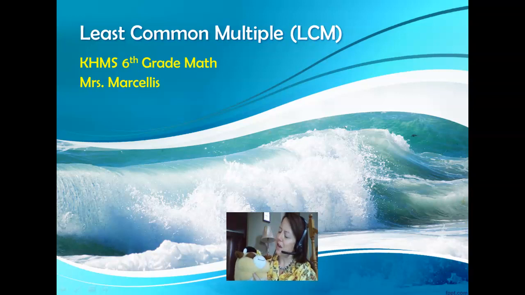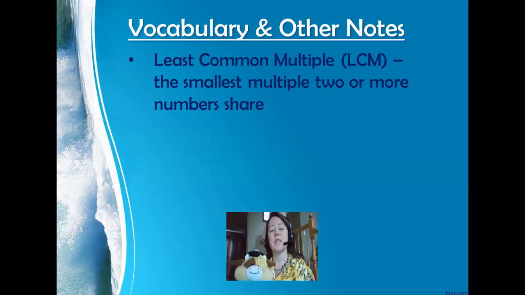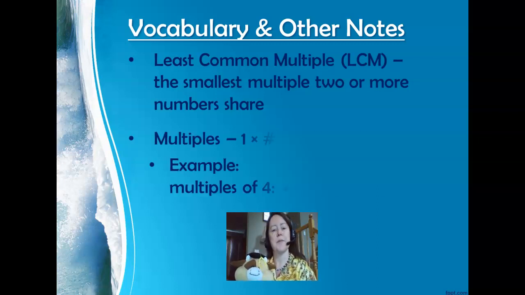I'm so glad you stopped by today, Einstein, because now you can help me teach the students about finding the least common multiple. Today's learning objective: students will find the least common multiple of two or more numbers by making a list or using factor ladders. The first thing we need to know is, what is the least common multiple? The least common multiple is the smallest multiple two or more numbers share.